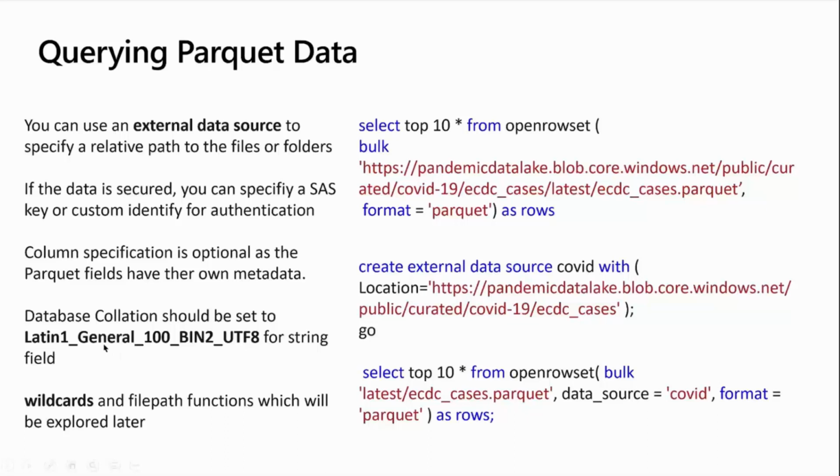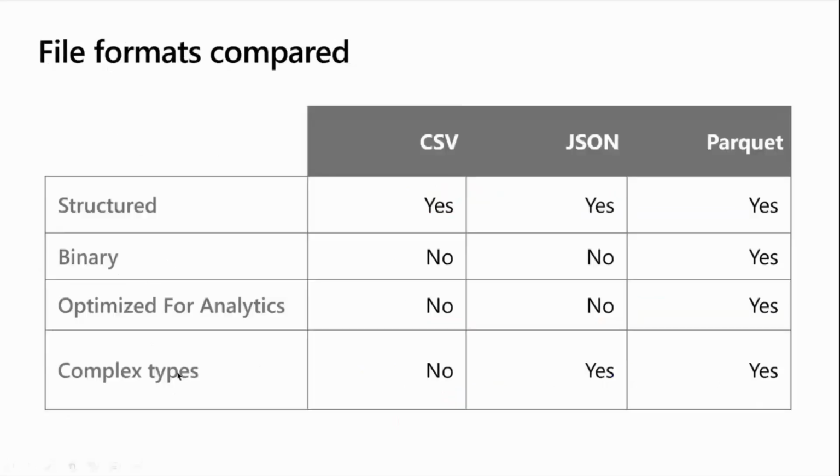And then this is what I'm saying. So these UTF-8 collations, by default, Parquet uses UTF-8. And so what will happen is if you load it without specifying a collation on the column, you'll get a warning, which we'll look at a demo of. I have two options. One, I can specify the column collation. So I can say Latin1_General_100_BIN2_UTF8, or I can set the database collation to that, and then by default, it'll all go away. So we'll take a look at that. And we already talked about wildcards.